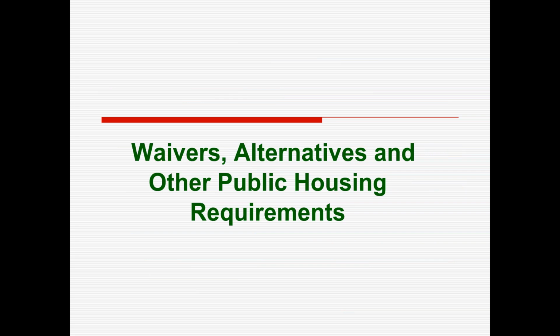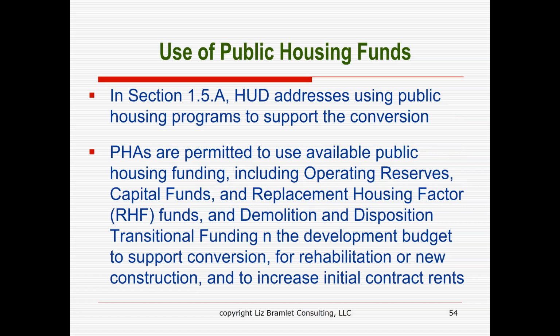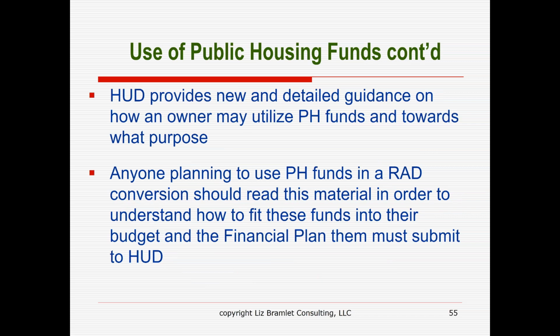All right, let's talk about waivers, alternatives, and some other public housing requirements. Okay, in section 15A, HUD addresses using public housing programs to support the conversion. PHAs are permitted to use available public housing funding, including operating reserves, capital funds, replacement housing factor funds, demo and dispo transition funding in your development budget to support your conversion, and for rehab or new construction, and also to increase your initial contract rents.